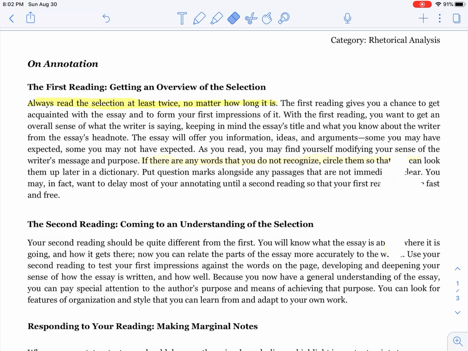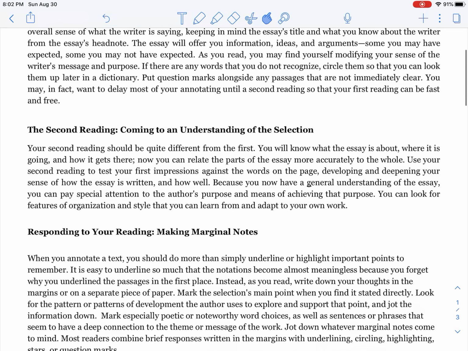Okay, the second reading is when you do what you probably know annotating to be. Your second reading should be quite different from the first. You will know what the essay is about already, where it's going, how it gets there. Now you can relate the parts of the essay more accurately to the whole. Use your second reading to test your first impressions against the words on the page, developing and deepening your sense of how the essay is written and how well. Because you now have a general understanding of the essay, you can pay special attention to the author's purpose and means of achieving that purpose. You can look for features of organization and style that you can learn from and adapt to your own work.